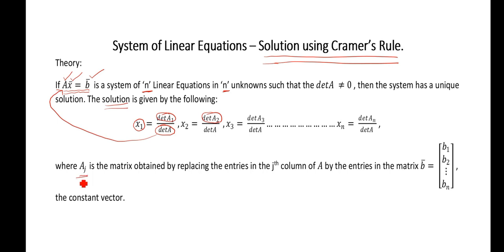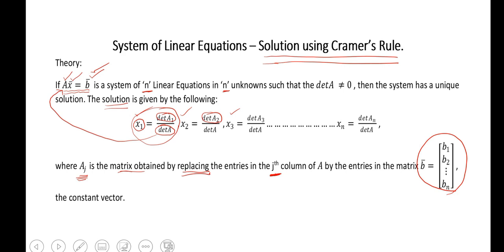Well, here they stipulate Aj is the matrix obtained by replacing the entries in the jth column of A by the entries of the matrix B. And of course, B comes from there. So in essence, to find x, y, z, or I1, I2, I3, we find determinants and simply use this formula: determinant A1 over determinant A. So let's put it into practice.